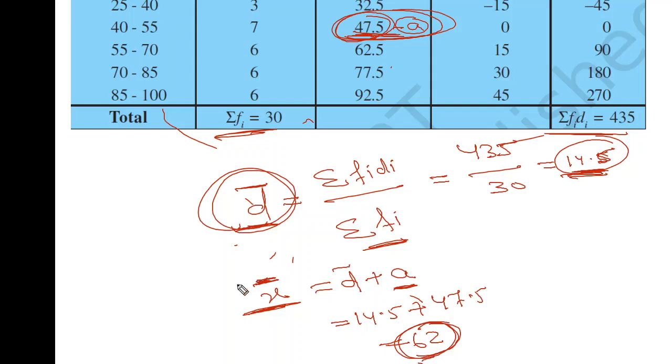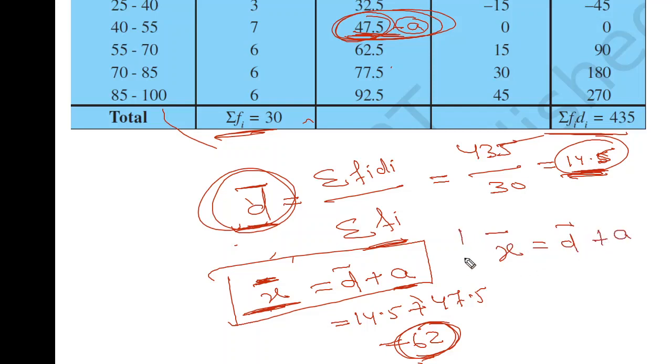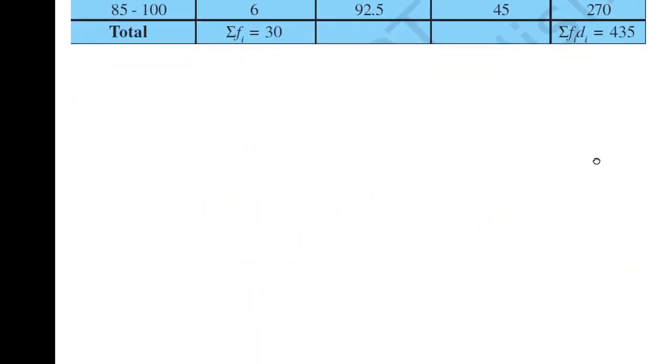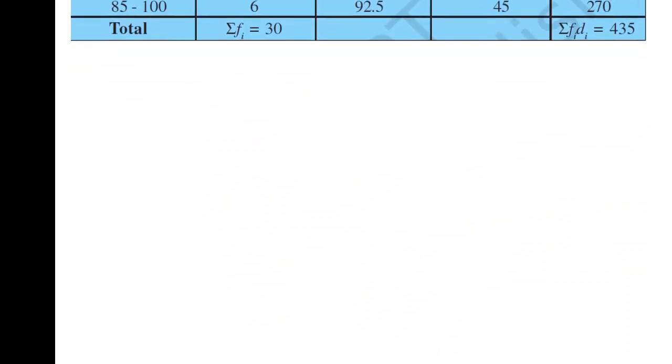Well, we have to derive this formula. You can remember this formula: x bar, or mean, equal to deviated mean plus a, which is your assumed mean. You can use this as a formula. Okay, and we will derive the formula here.